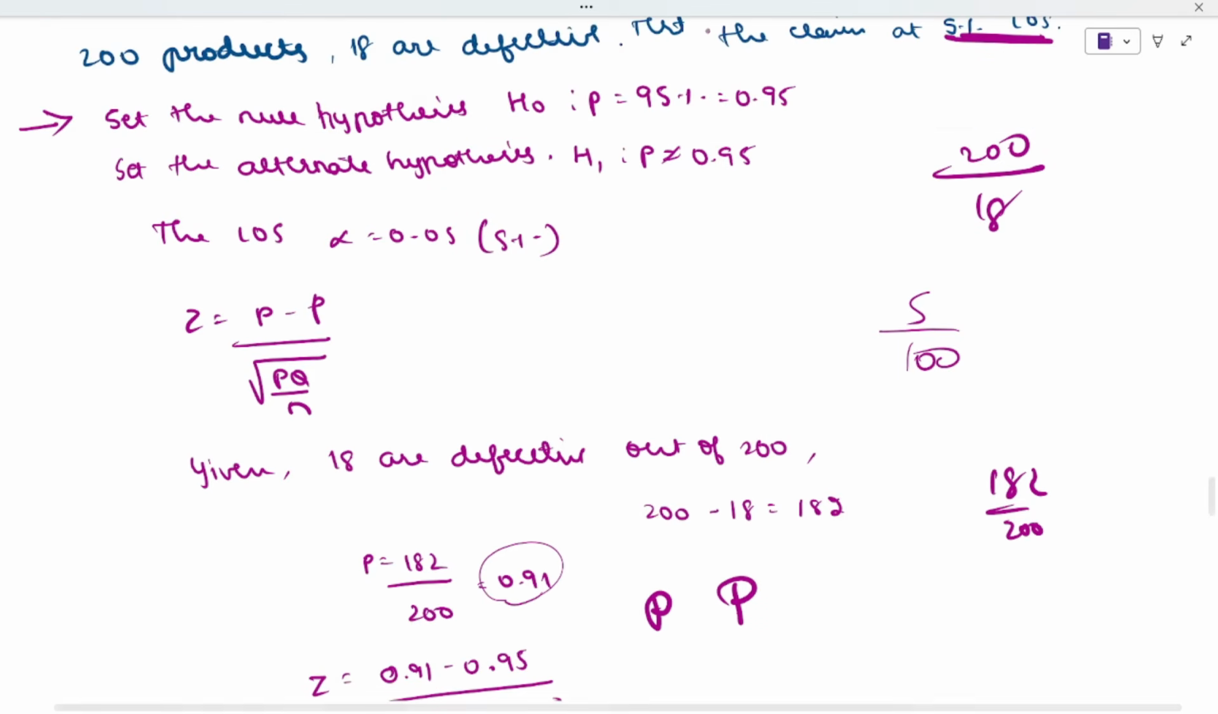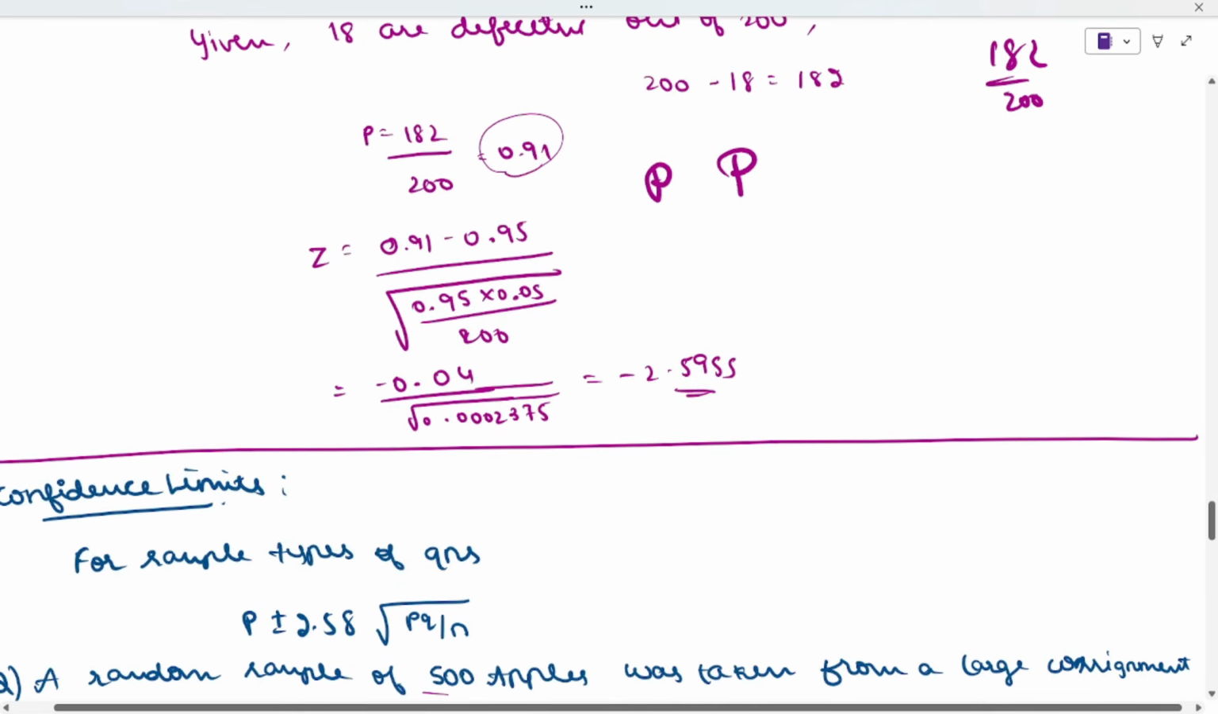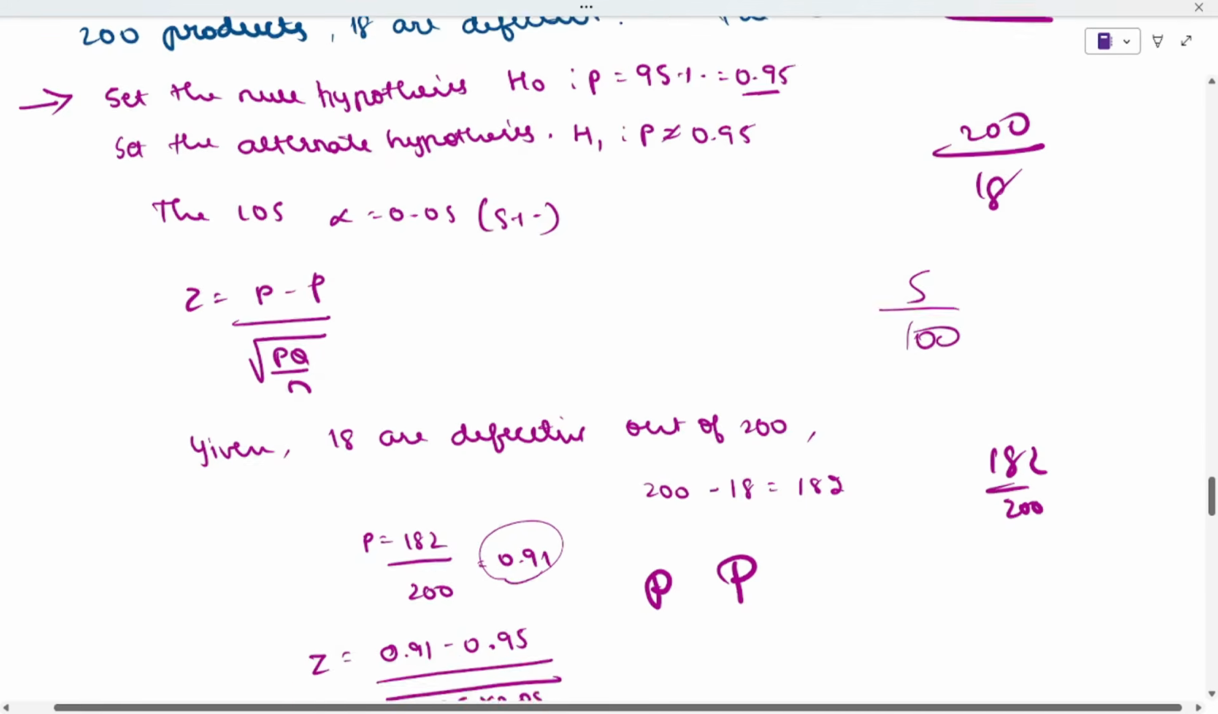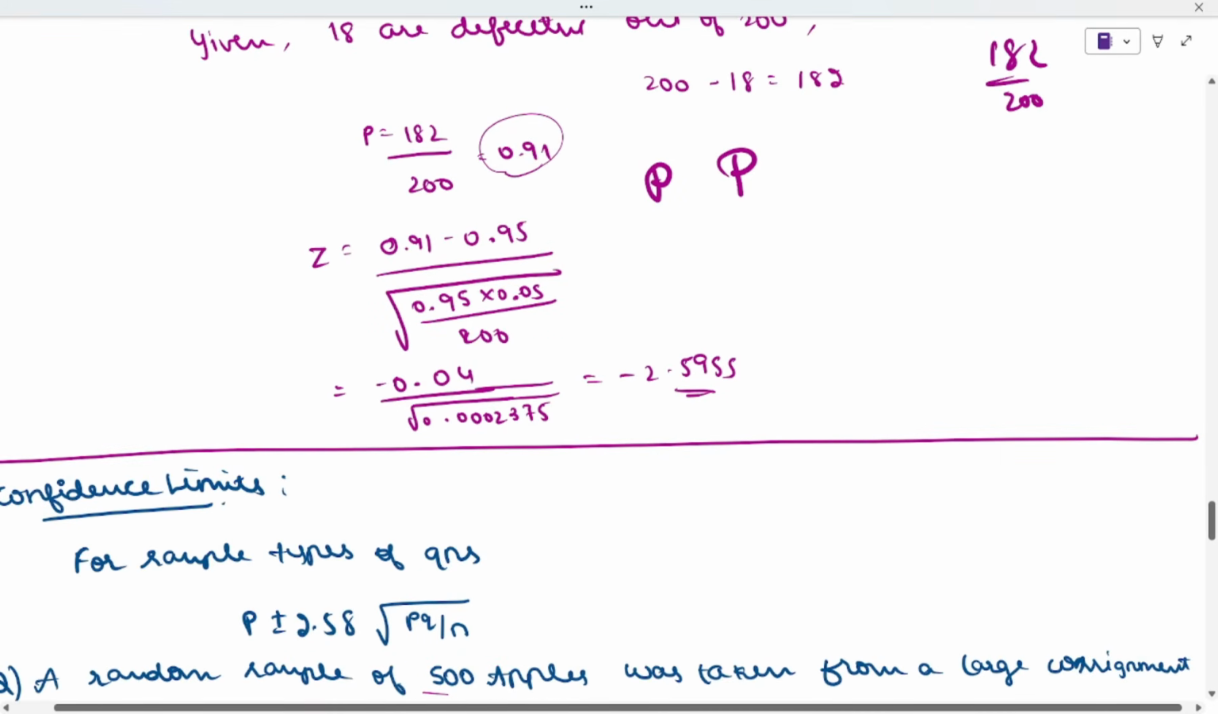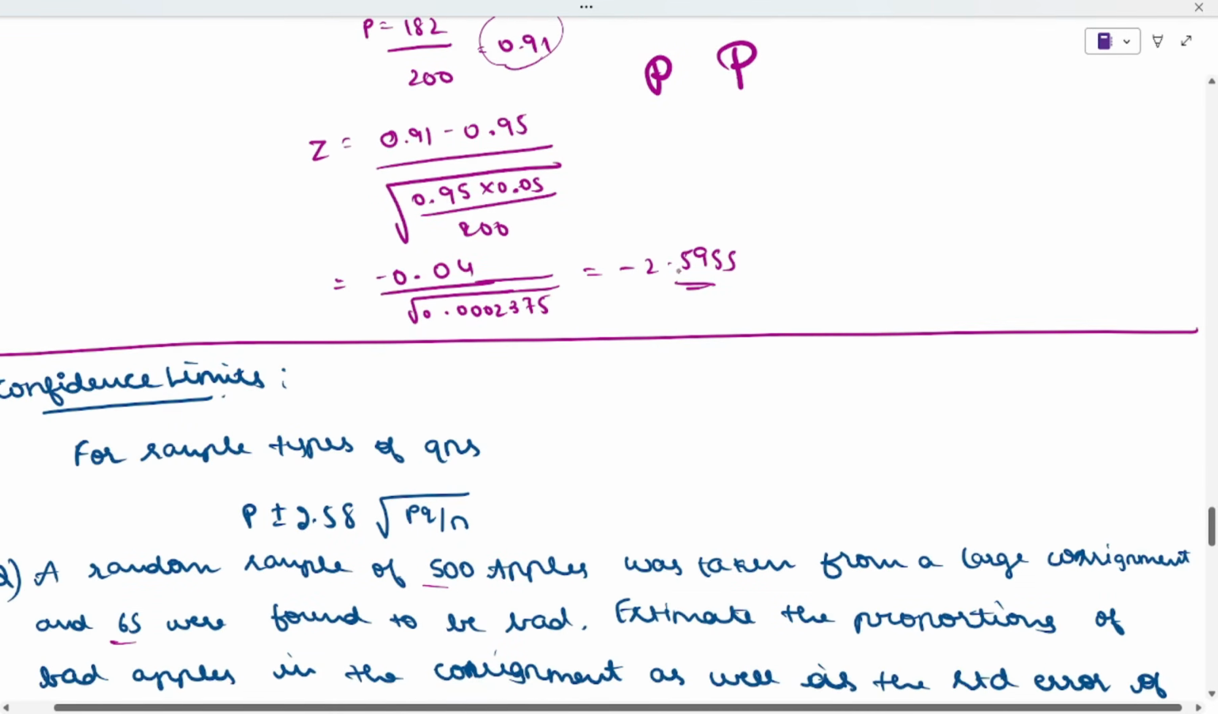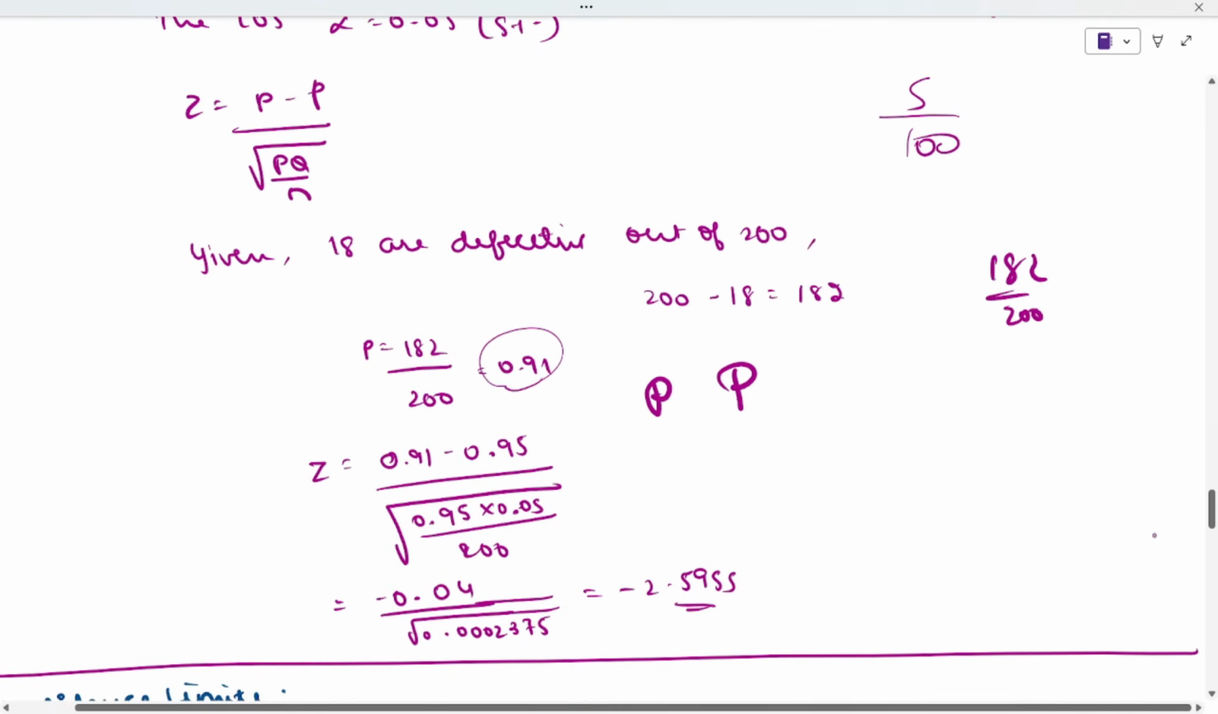0.9195, that is what you took here, 95%, that is capital P divided by capital PQ divided by n, where n is 200. You will get the value of minus 2.5955. Okay, I hope you got this.